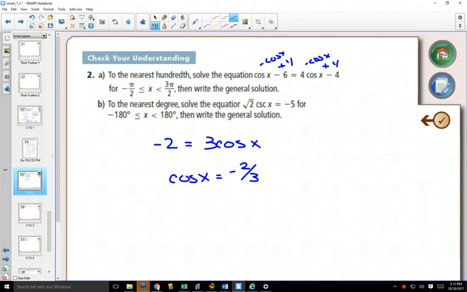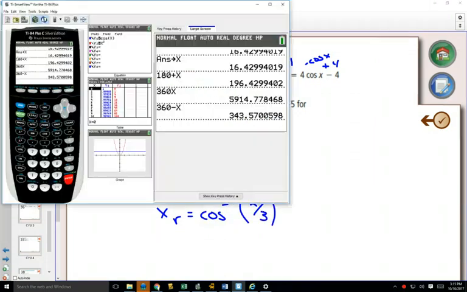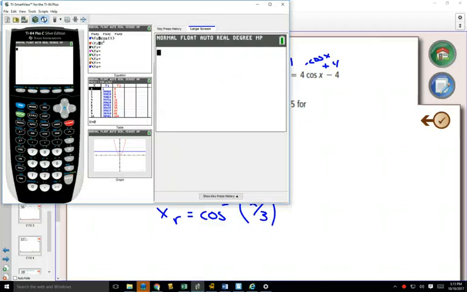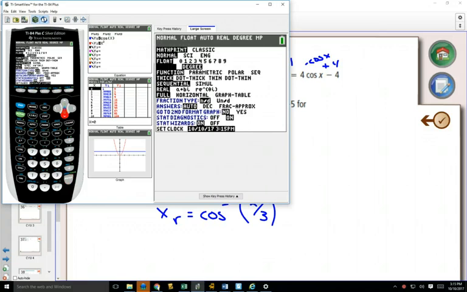So now to find our reference angle, cos inverse of positive 2/3. Remember, when you're doing your reference angle, it's always the positive. Cos inverse positive 2/3. This question is in radians, and my answer is in degrees. So then I have to hit my mode button, change it to radians.